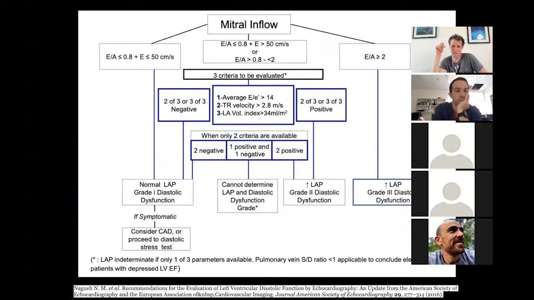Again, just like Lewis said, these are the guidelines I use, not validated in the critically ill. But here we can see with the normal left atrial pressure or grade 1 diastolic dysfunction, you've got 2 or 3 of the above negative. So that's the E to A less than 0.8 with E prime greater than 50, or an E to A less than 2 but greater than 0.8, but having an E to E prime that's less than 14, and a TRV max that's less than 2.8. Okay.